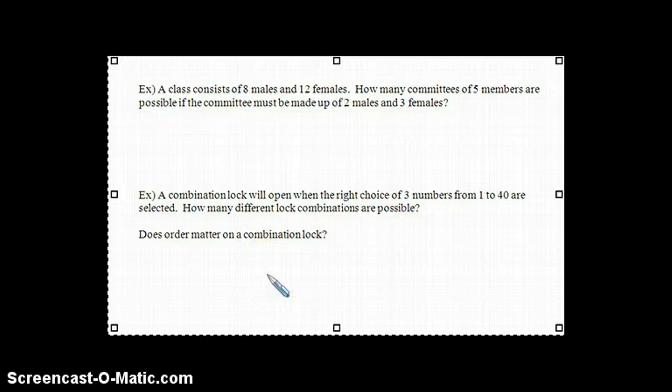A class consists of 8 males and 12 females. How many committees of 5 members are possible if the committee must be made up of 2 males and 3 females? So we're talking about a committee, so we want to ask ourselves, is order important? A committee is the same thing as a group, so this has to be a combination problem. Because when you get into a group or a committee, it doesn't matter if you're chosen first for the group or if you're chosen last for the group, you're still a part of that group. Order is not important.